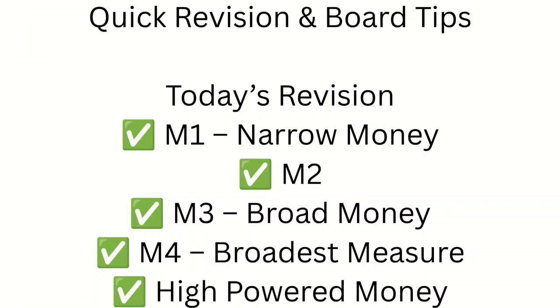Let's revise today's lesson. We started by asking why economists use different measures of money supply. Then we learned M1 is narrow money and contains the most liquid form of money. M2 builds on M1 by adding savings deposits with the post office. M3 is broad money and the most commonly used measure in India. M4 is the broadest measure because it includes additional post office deposits. Finally, we studied high-powered money, which is the monetary base created by RBI. If you remember the order M1 to M2 to M3 to M4 and then understand that high-powered money is the foundation created by RBI, you will find the topic much easier.